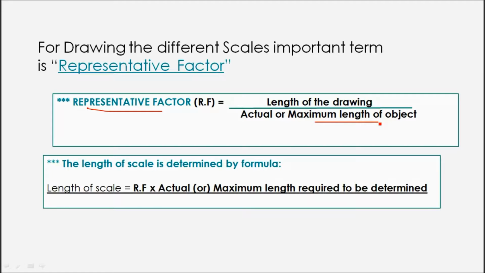And from here we will get the length of the scale. Here the length of the drawing or length of the scale is the same, and it is determined by the formula: cross multiplying, length of the scale equals RF times the actual or maximum length required to be determined. So we get the length of the scale by the formula RF times the actual or maximum length required to be determined. It is also called the maximum length of the object.